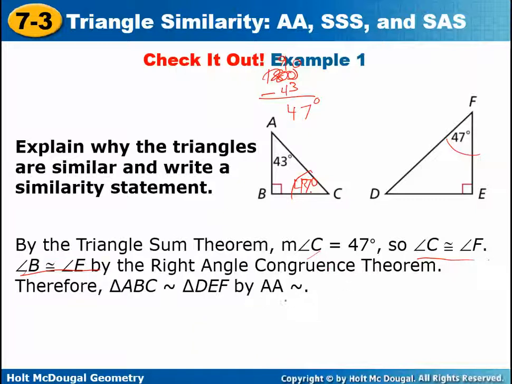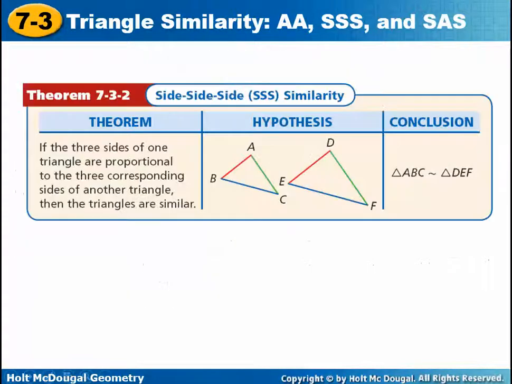We've got AA. Then you have to write your similarity statement. Triangle ABC is similar to triangle D, that would be the 43, E, these two are both the 90s, and then C and F are both the 47 degrees. So you have to make sure you put these in the right order or it's wrong.